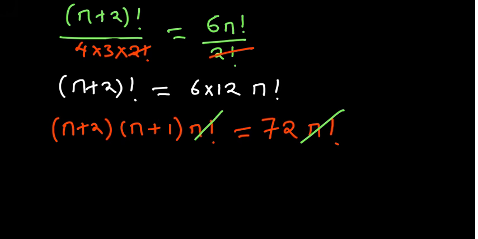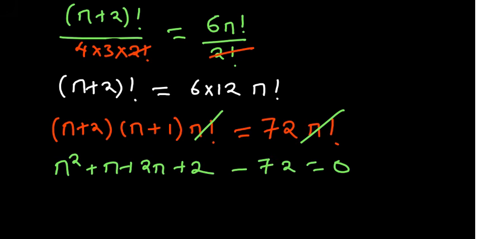So at this point you remain with something like a quadratic function. N times n is n squared. N times 1 is n. 2 times n is 2n, plus 2. 72 goes the other side, it becomes minus 72 is equal to 0. So at this point you have n squared plus 3n plus 2 minus 72, which is minus 70, equal to 0. So feel free to pause the video and just try out this one.